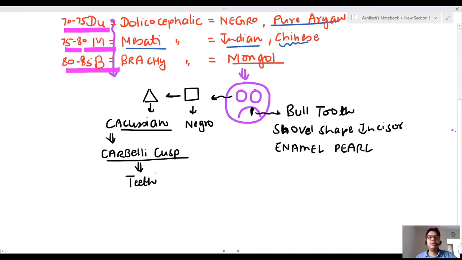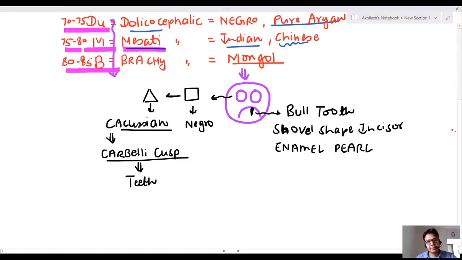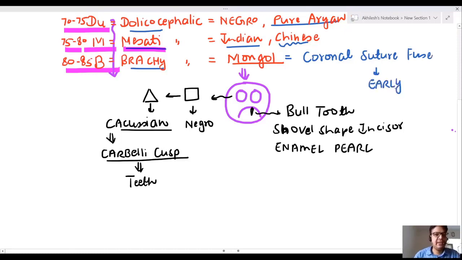So you can get multiple questions regarding the cephalic index. Indians are mesaticephalic. Negroes are dolichocephalic. Very good. Mongols are brachycephalic. In brachycephaly, the coronal suture fuses early. This question is also sometimes asked in examination. That is brachycephaly.